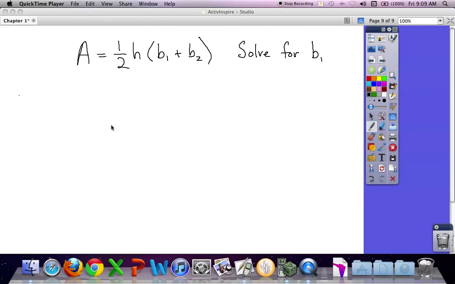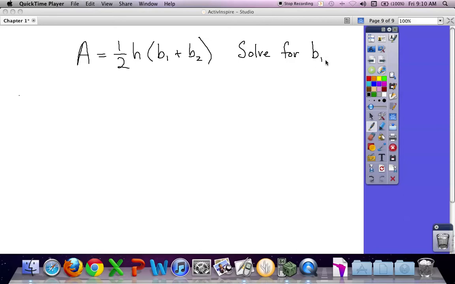This is example 3 on Check Understanding 3 on page 19. This is a formula or an equation that has more than one variable in it. You can see in the textbook that this comes from a diagram of a trapezoid, but for our purposes, we're not so much interested in the diagram as we are in how to solve an equation with more than one variable for one of those variables. In this case, they want us to solve for B1.